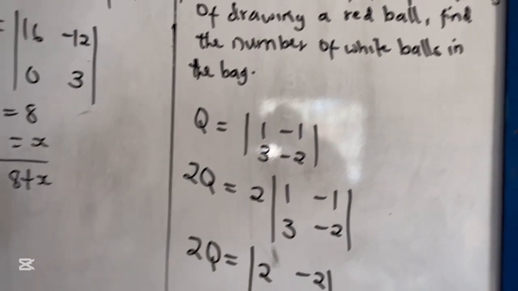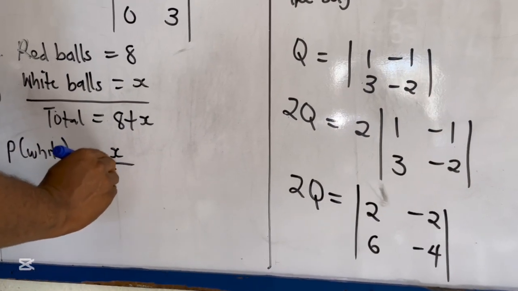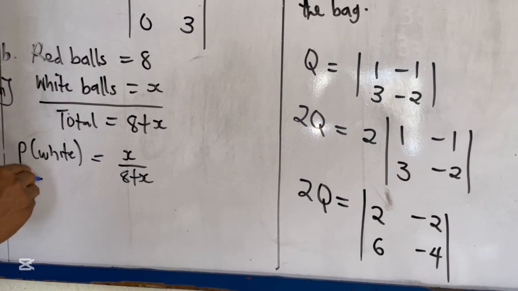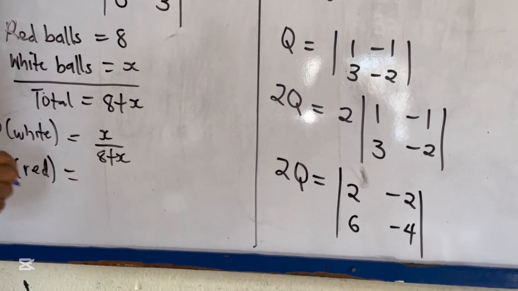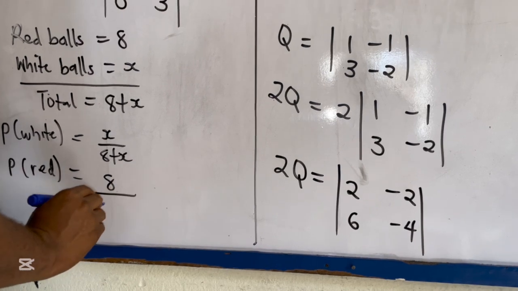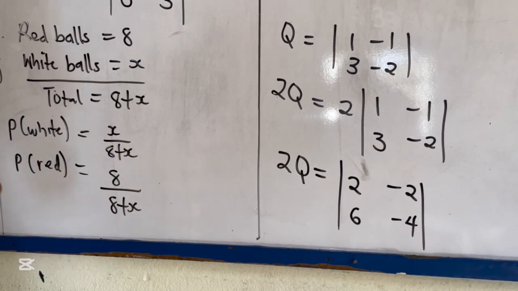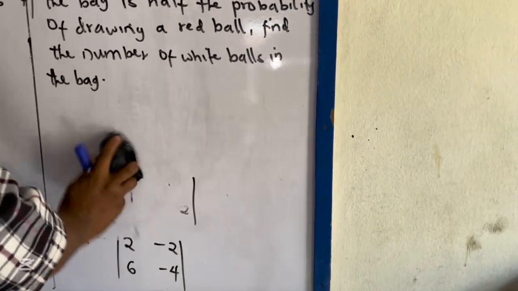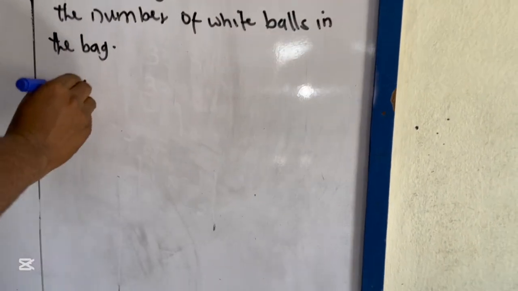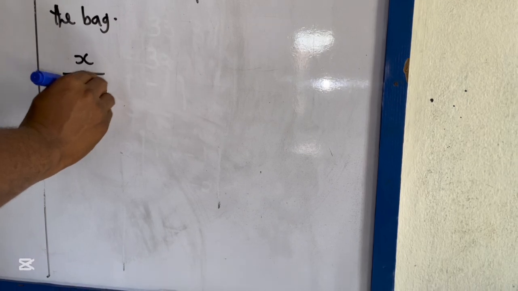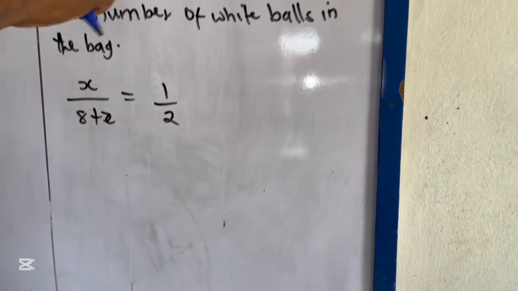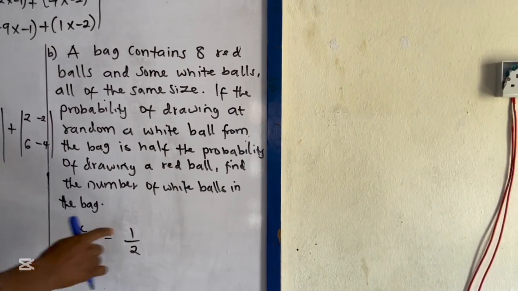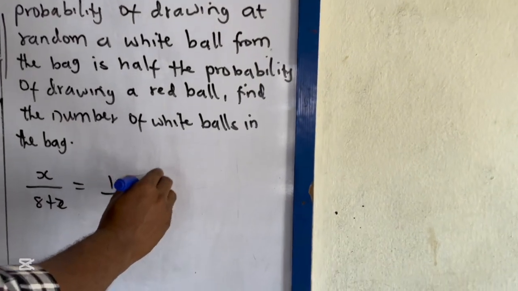Alright, so in this case now, the probability of drawing a white ball will give us x over 8 plus x. The probability of drawing the red ball is 8 over 8 plus x, because the red balls are 8. So now we have x over 8 plus x is equal to half. In the question, it is half the probability of drawing a red ball. Since the red ball is 8 over 8 plus x, half of it will be 1 over 2 times 8 over 8 plus x.